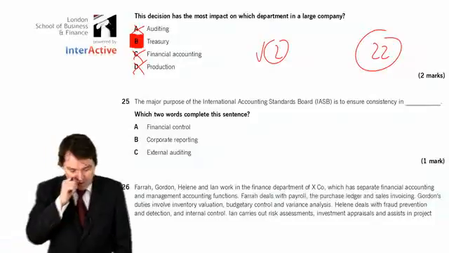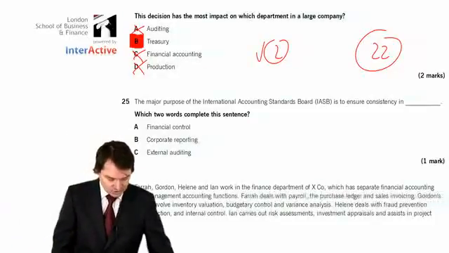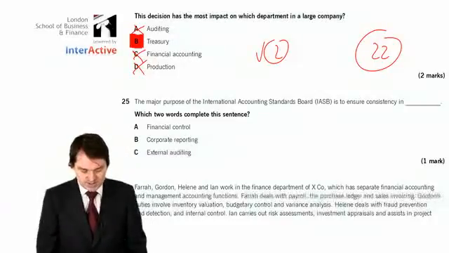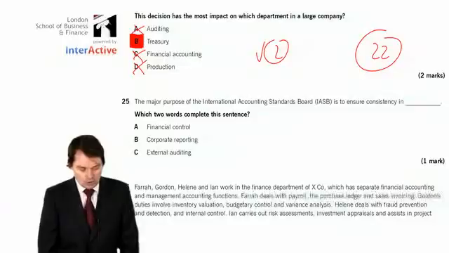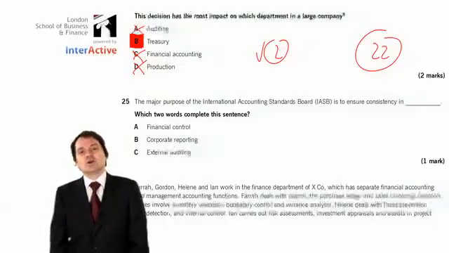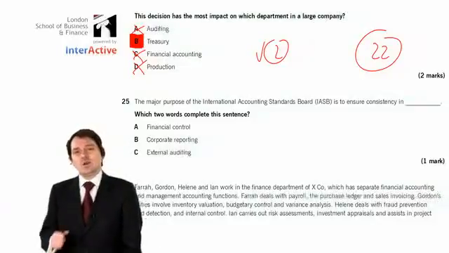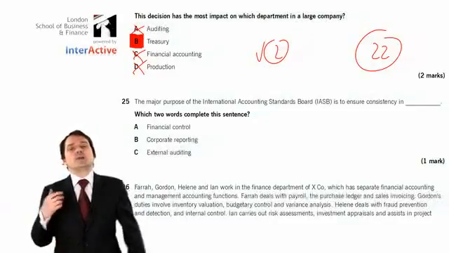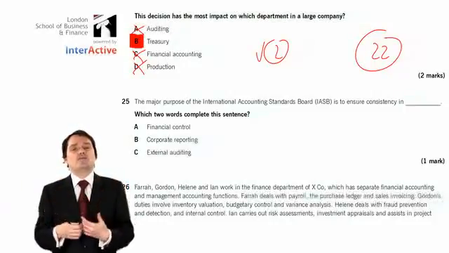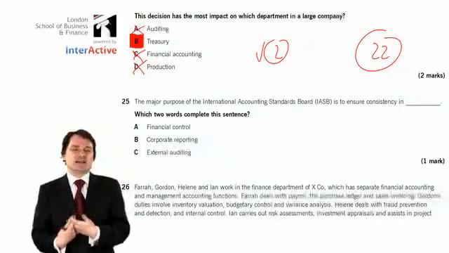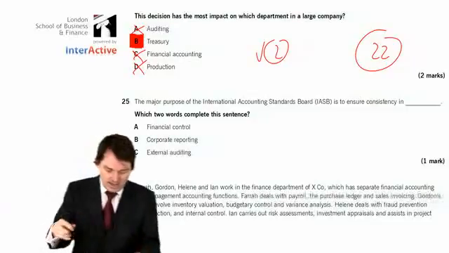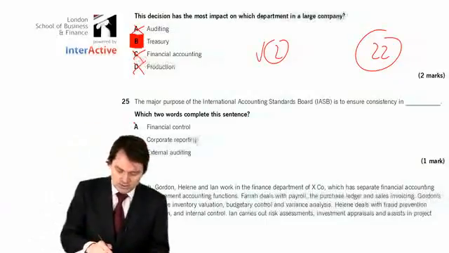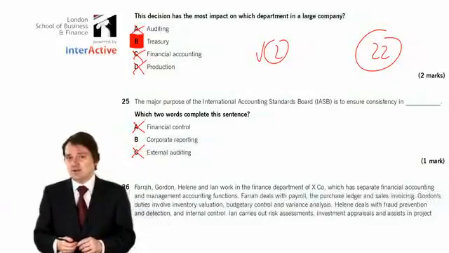Question 25. The major purpose of the International Accounting Standards Board, the IASB, is to ensure consistency in financial control, corporate reporting, or external auditing. Why do you have accounting standards? The reason is so that people report on their financial accounts in the same way so you can compare them. It's got nothing to do with external auditing, and it's got nothing to do with financial control, because financial control is internal.